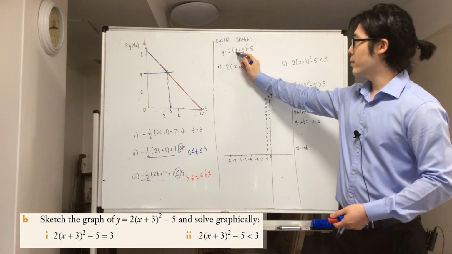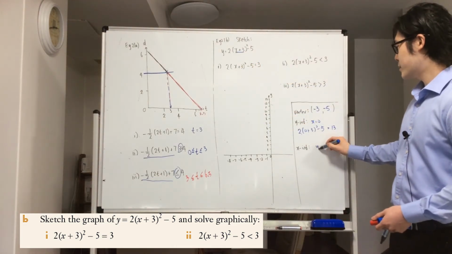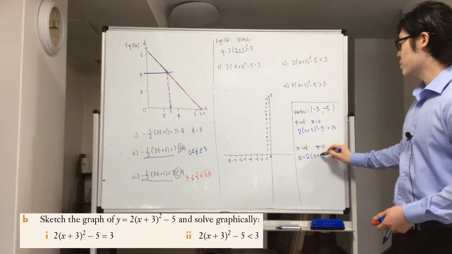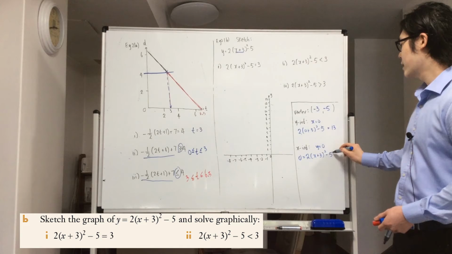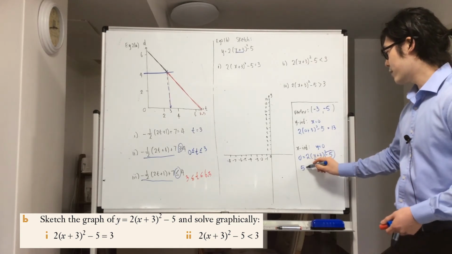So if that's 0, I'm going to get, okay, x-intercept, let's substitute y equals 0. So 0 is equal to 2 bracket x plus 3 squared minus 5. And let's solve for x. Let's bring that to the other side. So I get 5 equals 2.